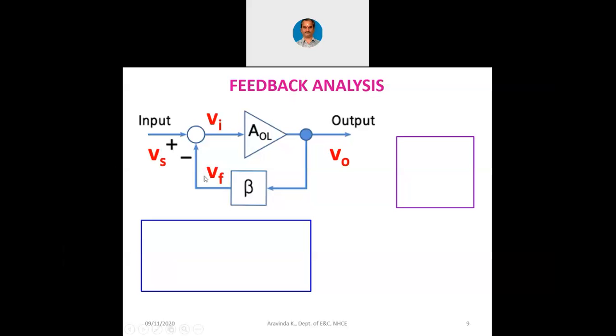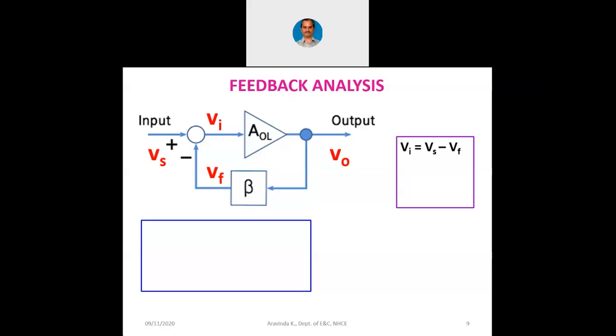So you can see Vf is the notation given for the feedback signal. So now we know that V0 by Vi is this AOL or open loop gain. And Vf is equal to beta into V0, where beta is a number less than unity. And we know that Vi equals Vs minus Vf, because it's a negative feedback. Now using these equations, let us find out the expression for the closed loop gain.